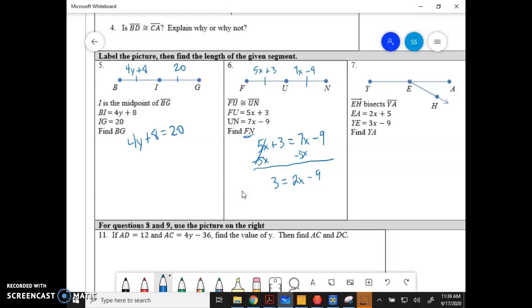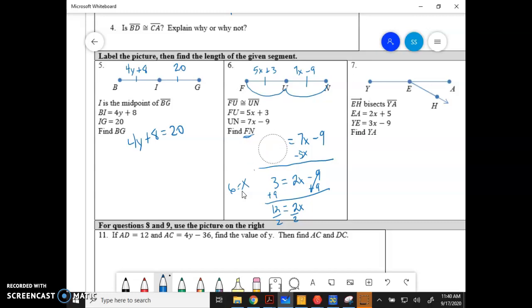And then I want to isolate this 2x, so I need to get rid of this negative 9, so I'm going to add 9. If I do it to one side, got to do it to the other. So I add 9 on the other side. I'm left with 12 is equal to 2x, and I divide by 2 to get x by itself, and I'm left with x is equal to 6. So let's see, I need to find FN, which is from here all the way over here. So I need to figure out what one of these is, and I should just be able to multiply by 2 because they should be the same length.